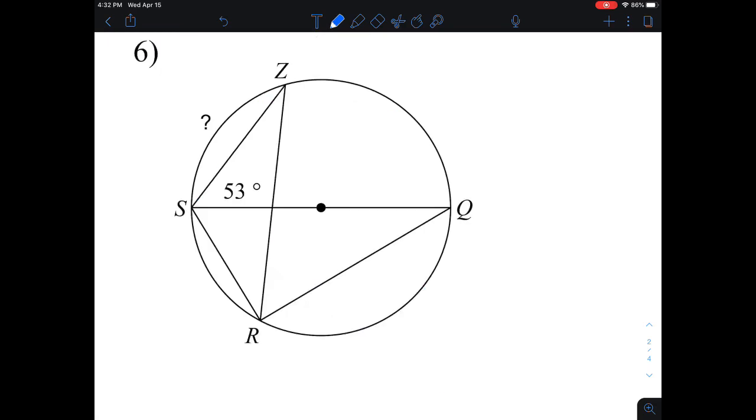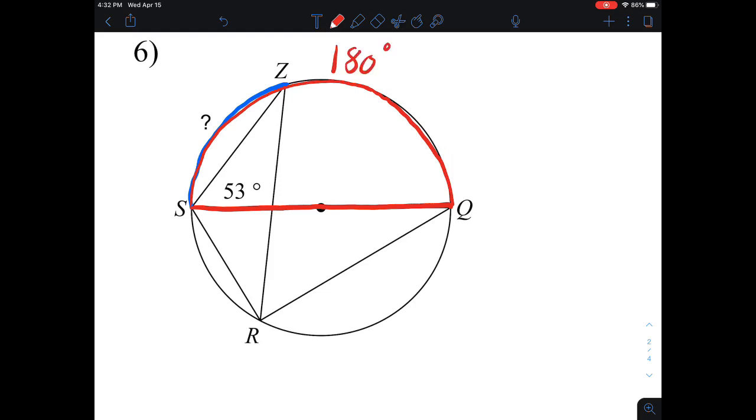All right, so we're trying to find the measure of this arc here that goes from S to Z. We're trying to figure out what the ideal approach would be to get that answer. Now, if I look at this piece here, I have a diameter line. So I know that the arc measure from the diameter line is going to be exactly half of a circle. So that red arc there is going to be 180 degrees.